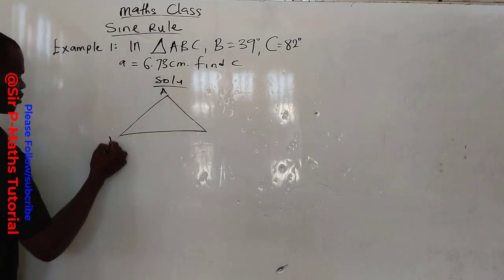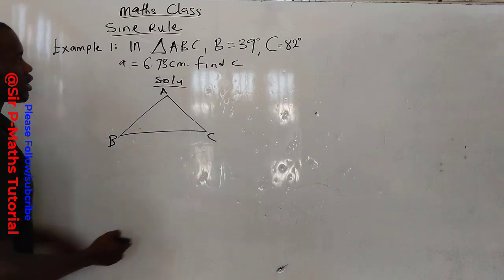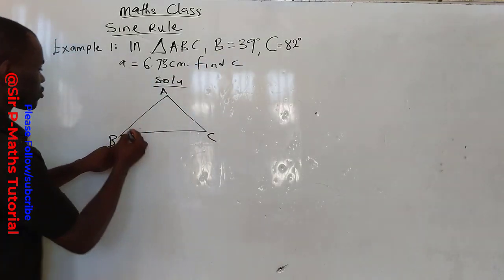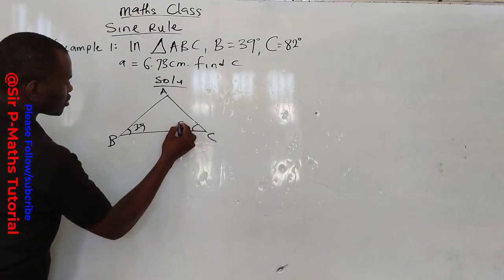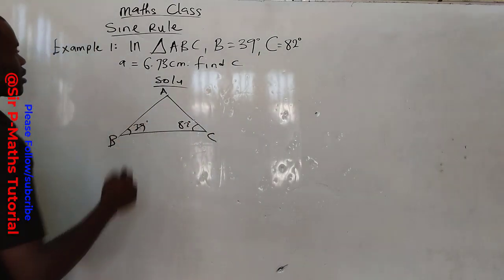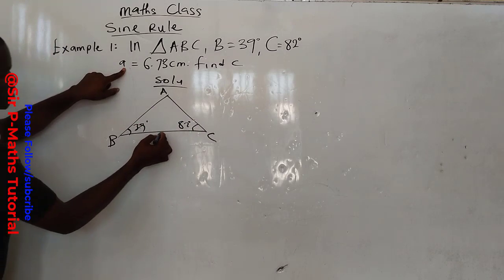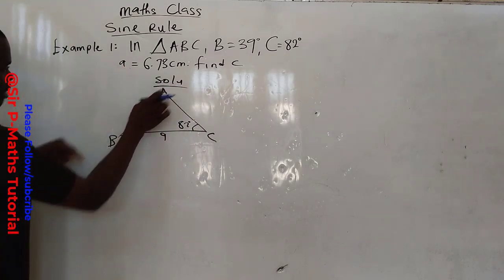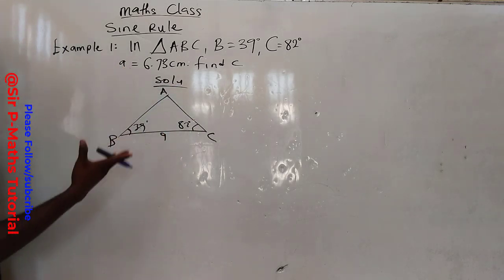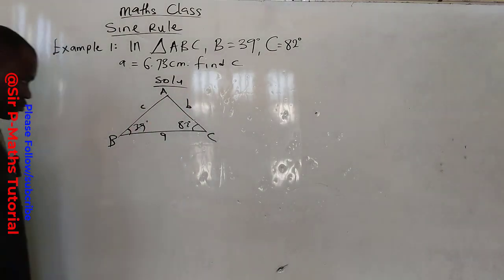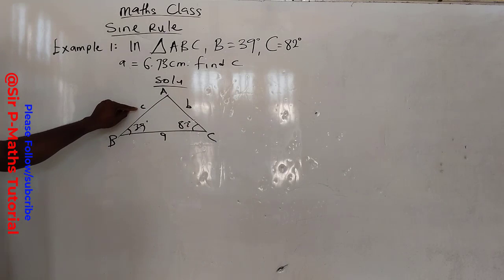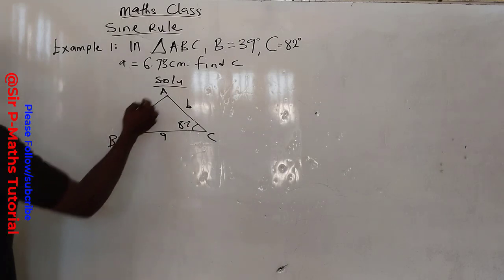Let me call the vertices A, B, and C. I have an angle 39 at B, so here will be 39. I have 82 at C. This is 82 degrees, and then I have A. Small letter a is the side facing the given capital letter, and the capital letter is the angle. Then small letter c is here, and here will be small letter b. Okay, so I am looking for this side, c.